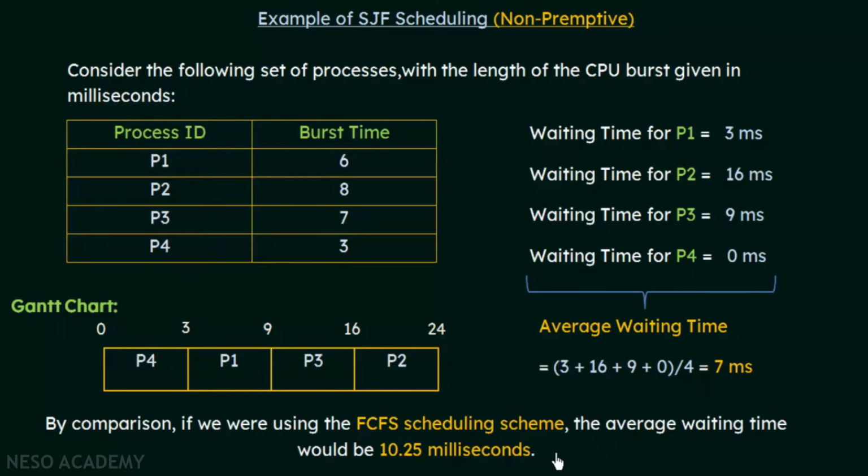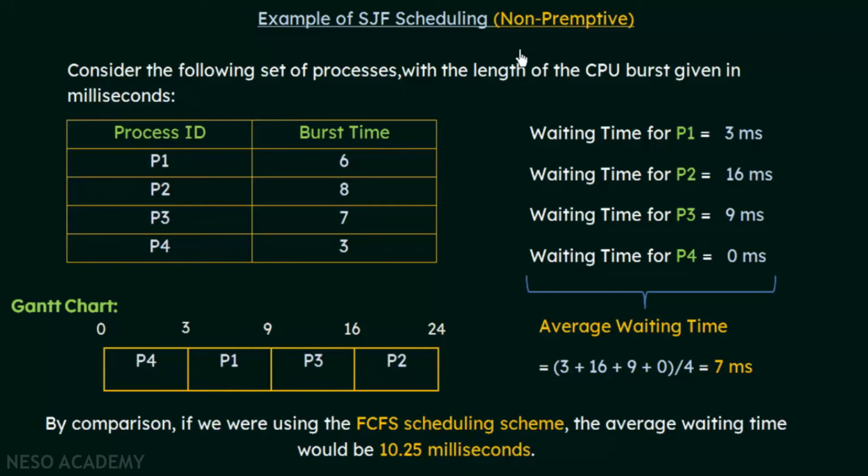And why is that? That is because if we assign the CPU to the smaller processes first, then that reduces the waiting time for the smaller processes instead of increasing it for the larger processes. So in the long run, we are going to have a lesser average waiting time. So in that way, we see that the SJF scheduling algorithm is better than the FCFS scheduling algorithm.